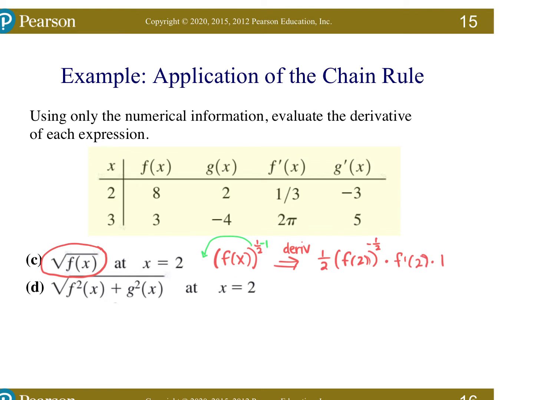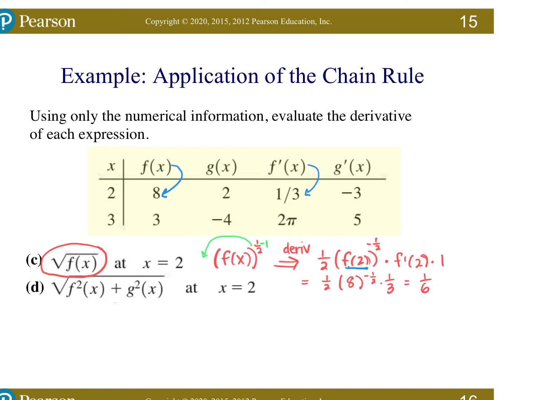All right, so now we can use the table to our advantage. Okay, we want to find f of 2 first. So f of 2 is 8. So this will give me 1/2 times 8 to the -1/2. And then f prime of 2 is 1/3. And then times 1. So this is going to give me 1/6 if I put the 1/3 and the 1/2 together.